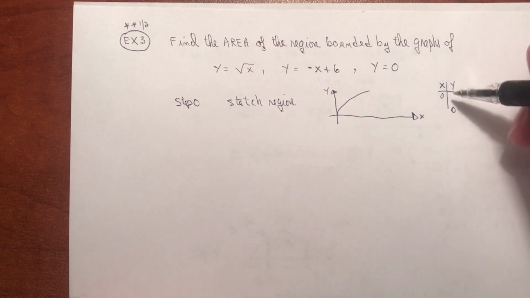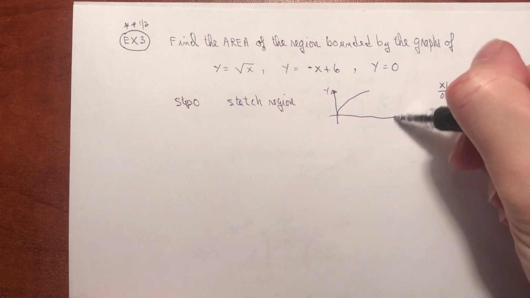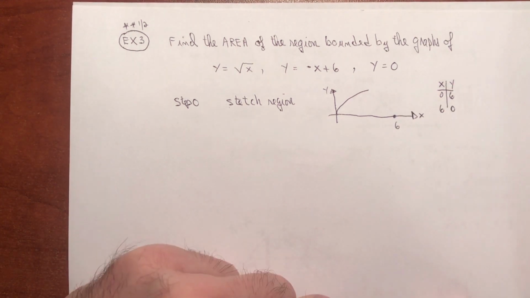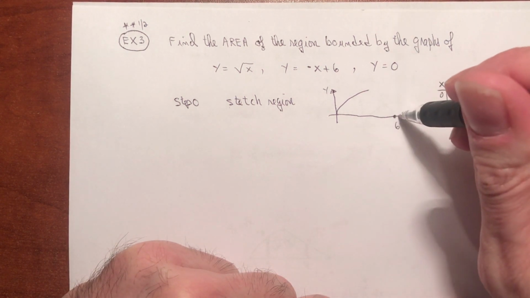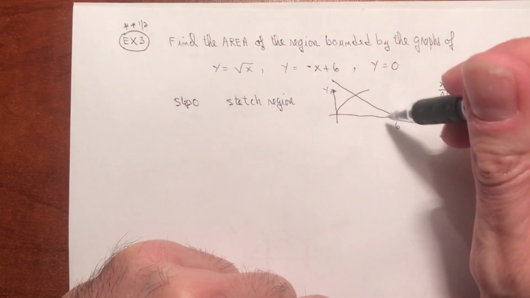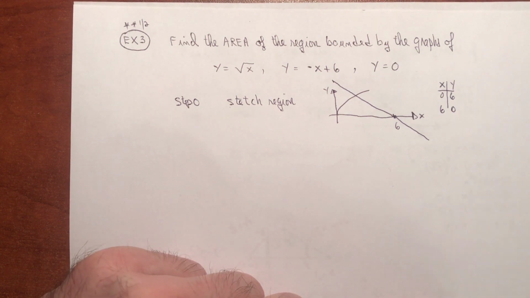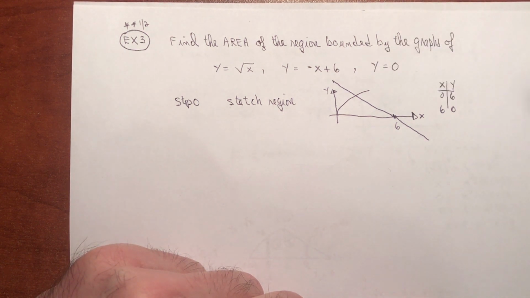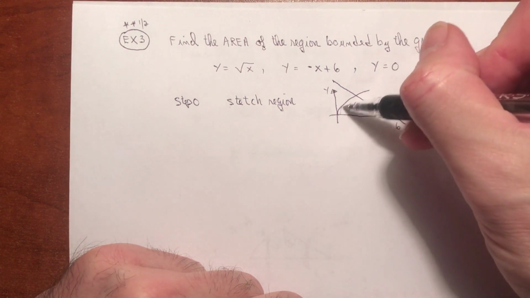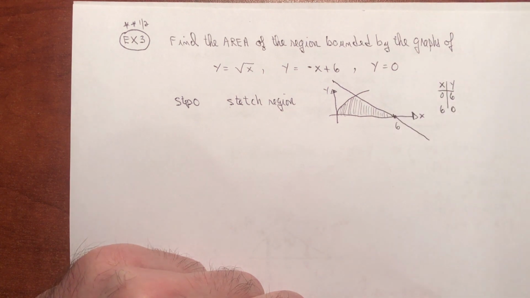So if x is 0, y is 6. And if y is 0, x is 6. Let's put the 6 over here. My scaling is not very accurate, but it'll do. It's a sketch. It's not a precise graph. So roughly it does something like this. And the region is not quite yet bounded until we incorporate the third constraint, y is equal to 0, which is the x-axis. And now we have this region, and we have to find that area.